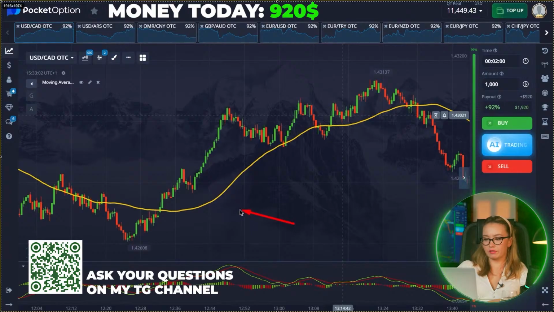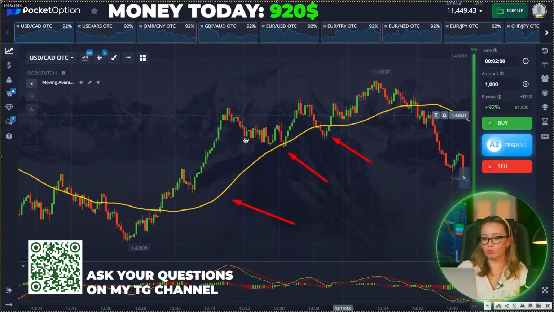Here's our moving average. It shows the average price over a specific period. For instance, a period of 50 means 50 candles. When the moving average touches the chart, it signals a potential reversal. That's because the price and the average price align, making it inconvenient for price to change direction.